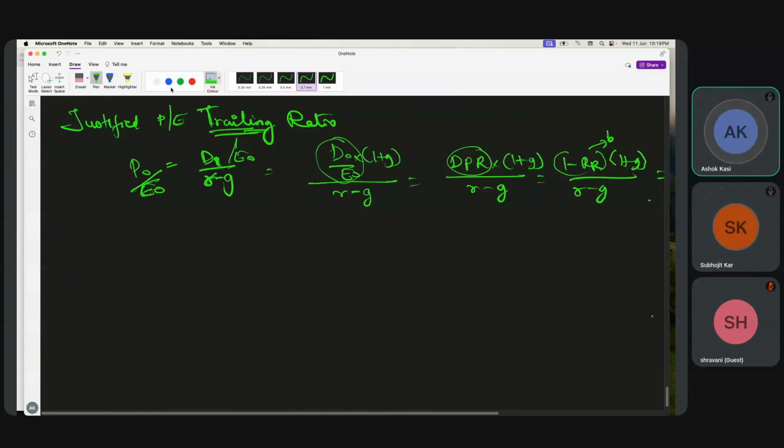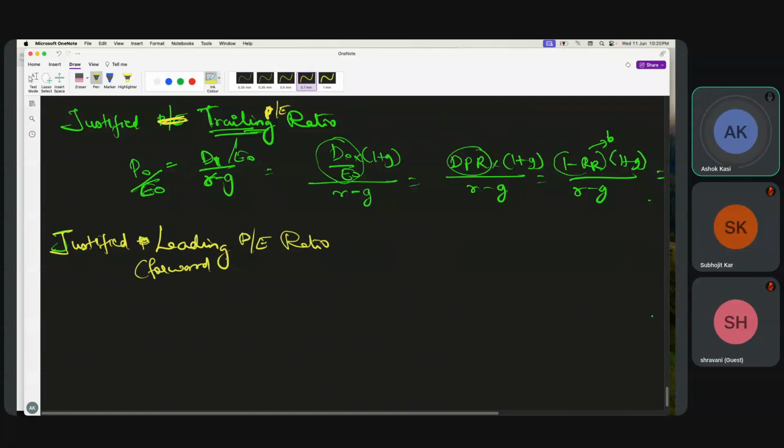Now similarly, I should say trailing PE ratio instead of PE trailing ratio. Now the justified leading PE ratio. Leading is also called the forward PE ratio.